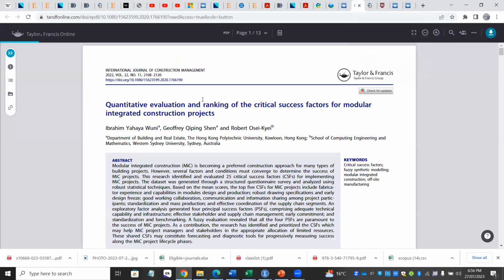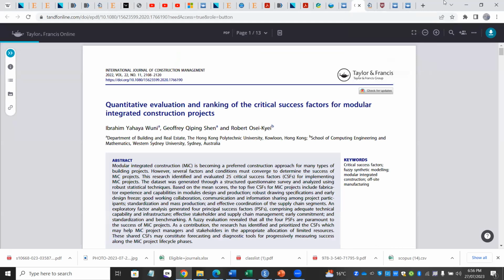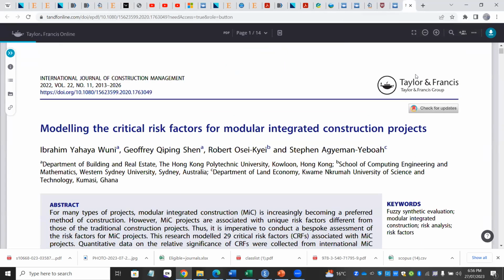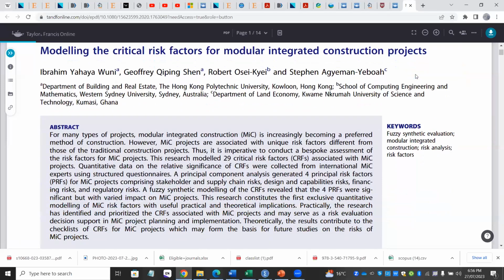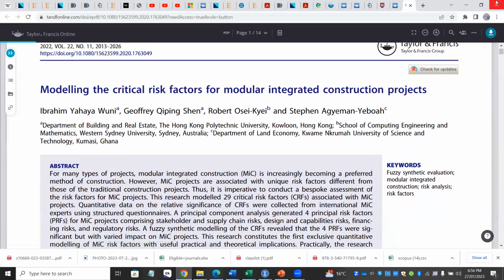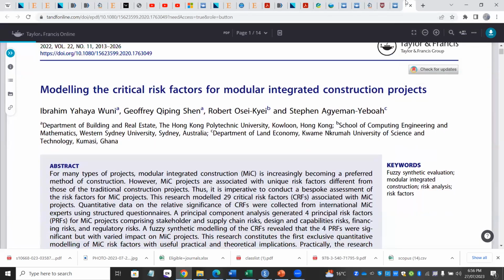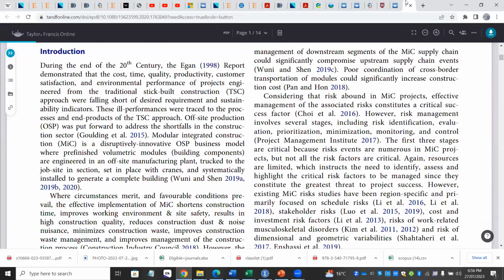So the paper that we are using is this paper. Sorry. Yeah, that's this paper. So get this paper and also get this paper as well. The title of this paper is Modeling the Critical Risk Factors for Modular Integrated Construction Project. The approach is almost the same, I would even say the same. So I would not even say almost, it's the same as this. Okay, so let's start.